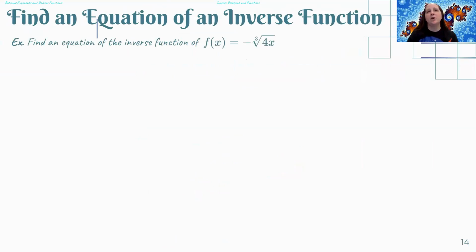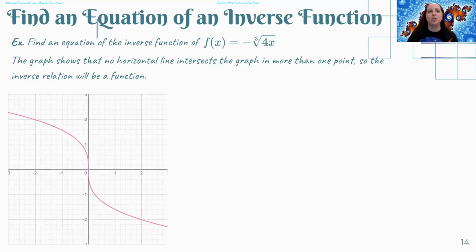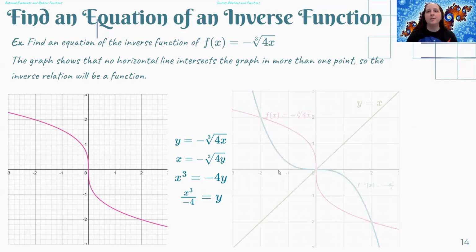Find an equation of the inverse function of f of x equals negative the cube root of 4x. The graph shows that no horizontal line intersects the graph in more than one point, so the inverse relation will be a function. So here's my original. Again, if I have a horizontal line, there's no point that's going to cross more than once. I can flip-flop my x and y values, and I can solve for y. So I get x equals negative the cube root of 4y. I need to cube both sides. So I get x cubed equals negative 4y, and then divide both sides by negative 4.